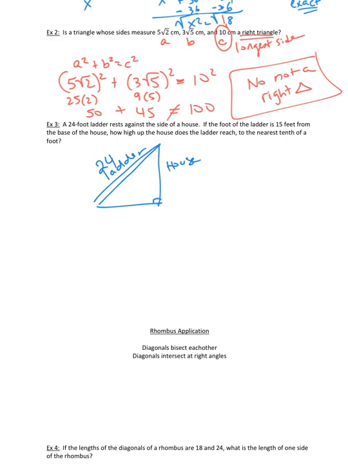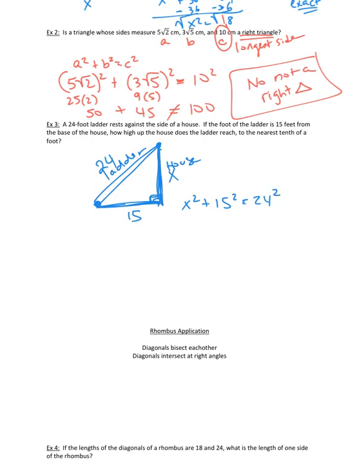If the foot of the ladder, the bottom of the ladder, is 15 feet from the base of the house, they're describing this base here of 15. How high up the house does the ladder reach? So they're asking you for the vertical distance, how high up the house the ladder reaches at the highest point. Sometimes labeling these diagrams with the wording can be a little tricky, so I figured I'd go over it. And so this is a really simple x squared plus 15 squared equals 24 squared.